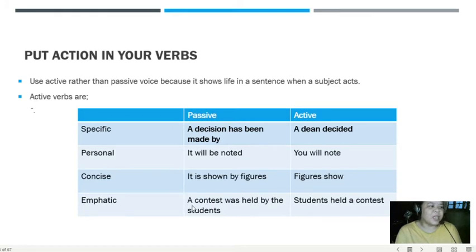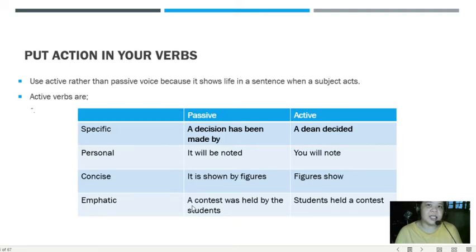We will talk about passive and active forms of sentences or phrases. It's very important to use active rather than passive voice because it shows life in the sentence when a subject acts. So we prefer active voice. For example, passive: a decision has been made. Here, the subject is the decision. A decision has been made. Active: the dean decided.